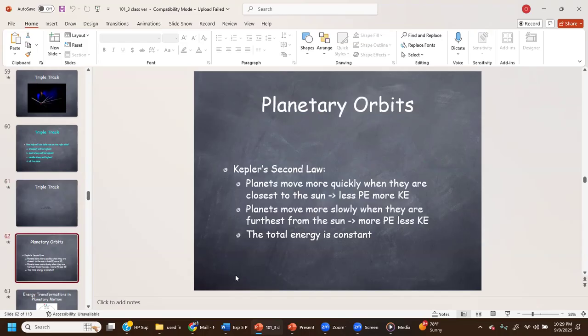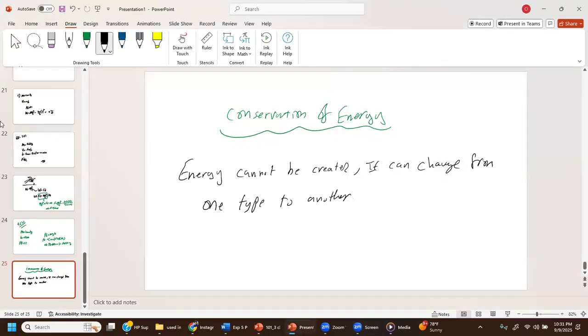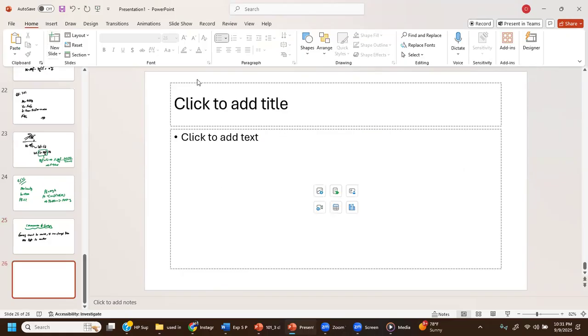All right. So one of the things that is actually apparent is Kepler's law. Now, with Kepler's law, let me go ahead and get back to my little screen. Let's go ahead and get some more slides going in.